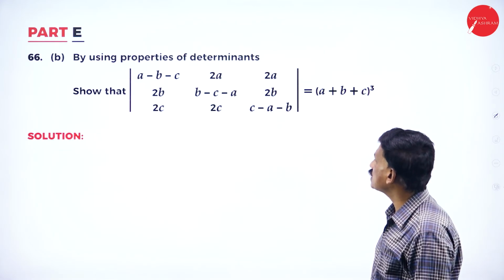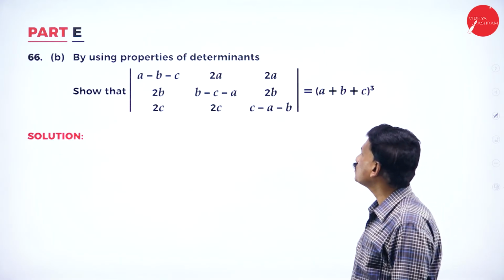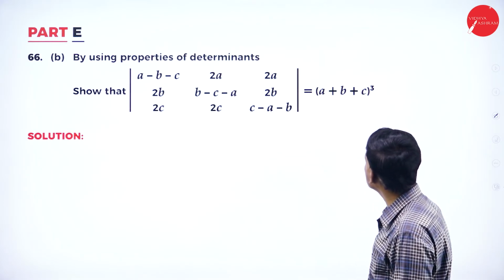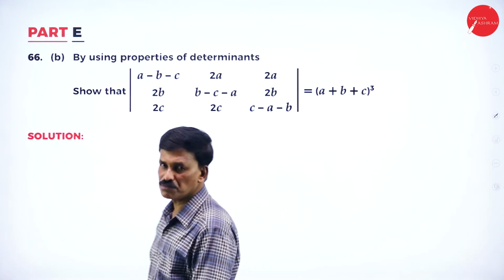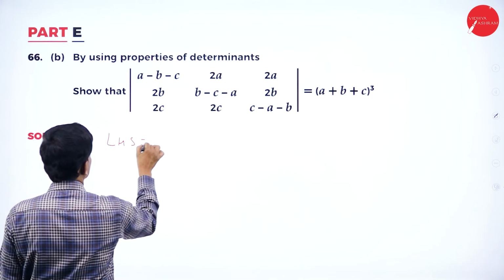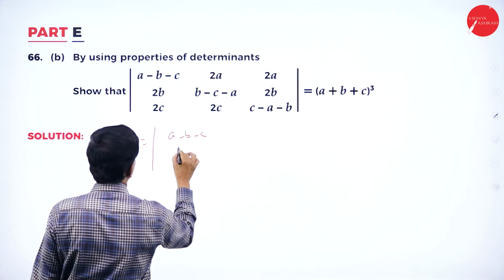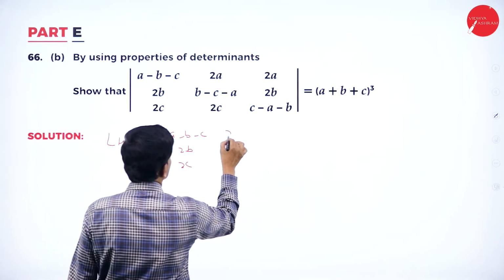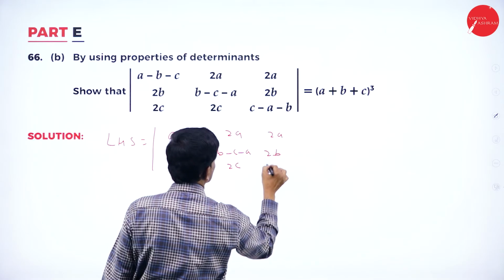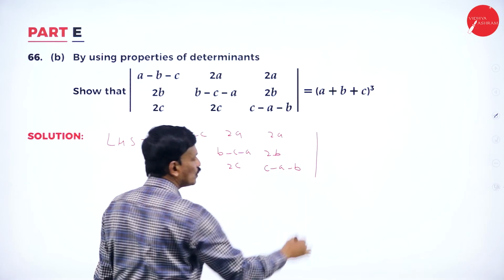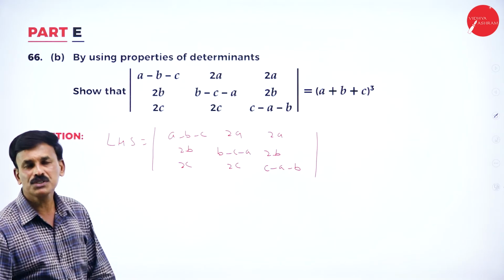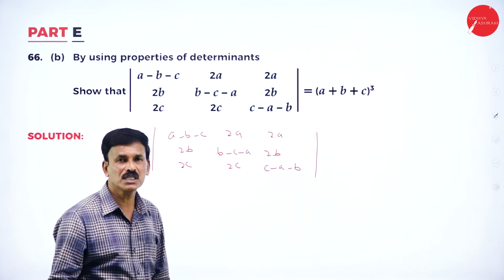Now, the last in this is for 4 marks. Using properties of determinants, show that the determinant with rows A minus B minus C, 2A, 2A; 2B, B minus C minus A, 2B; 2C, 2C, C minus A minus B, is equal to A plus B plus C whole cube. This is also a very important and easy problem. Now, let us take LHS. Convert this in such a way that all the elements above or below the principal diagonal are equal to 0. Then using the property of determinants, you can evaluate it.